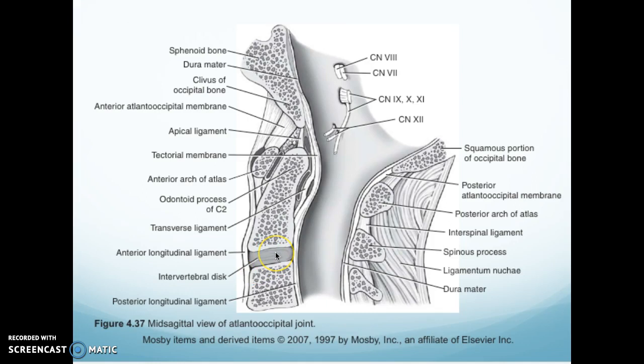So here's your intervertebral disc. This is your dens, and this is the anterior arch of your atlas.